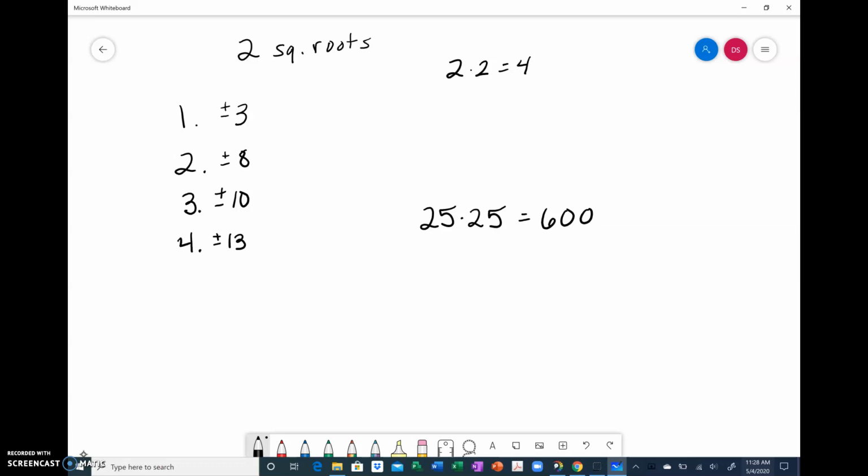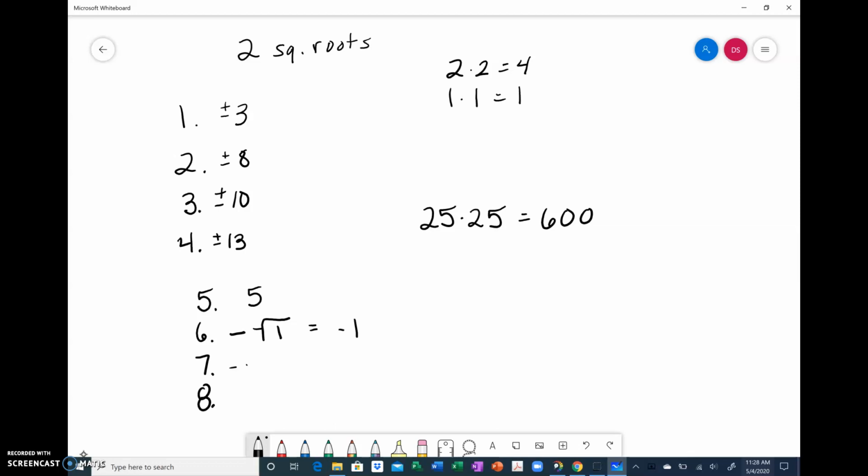Now, moving on to 5 through 8. Number 5, notice that there is a radical sign in these 4, so they're only looking for the one answer. The square root of 25 is 5. The negative square root of 1, and we haven't talked much about 1, but 1 times 1 is 1, okay? So the square root of 1 is 1, and then you just put the negative sign there, okay?